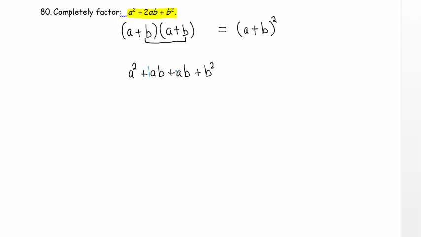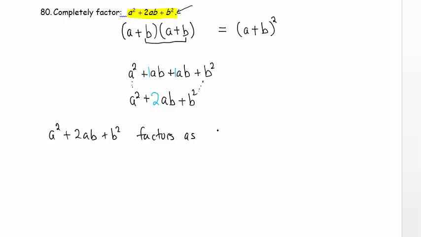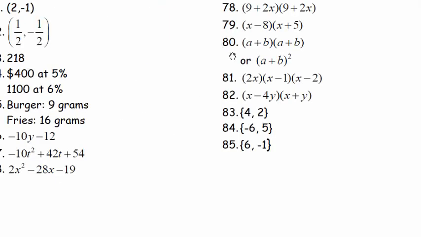Here we have 1ab plus 1ab. Those like terms add to give us plus 2ab. So we have a squared plus 2ab plus b squared, and that matches our original expression. So a squared plus 2ab plus b squared factors, as we have just verified, as a plus b times a plus b, which is equal to a plus b squared. A bit of a non-traditional way of going about this problem, again because it's a formula, not a typical test problem. Let's check the answer key.